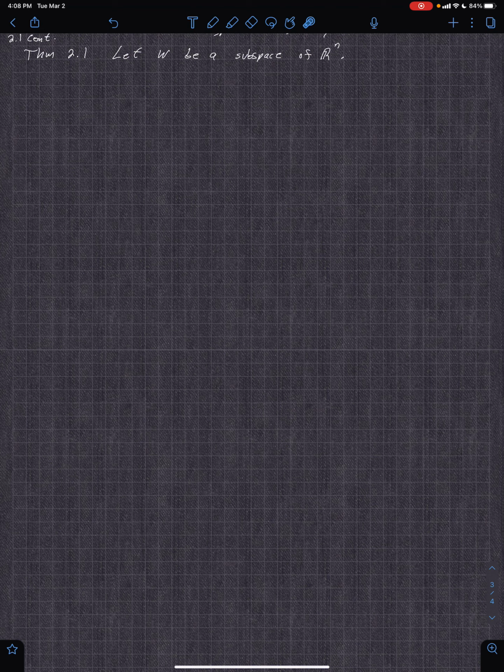Then a subset, a subset that looks like this, W1 to W sub K, of Rn, is a basis for the subspace W if and only if two things hold.